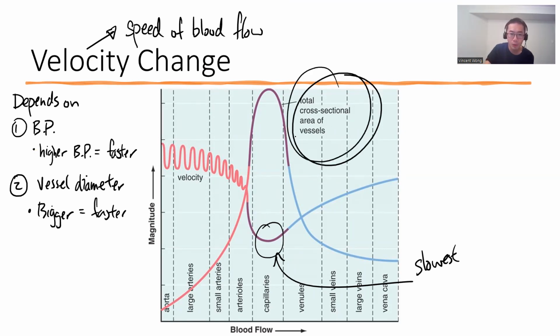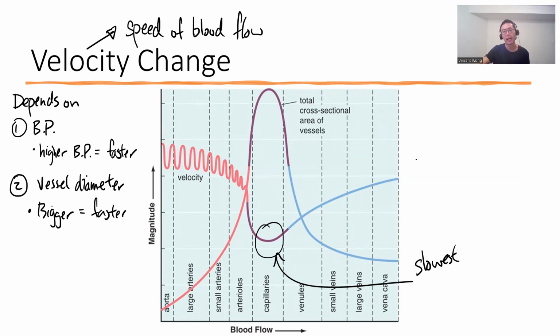Finally, we have what's called total cross-sectional area. And that means if you lay out all the vessels on the floor, which one covers the most area? Okay. So aorta and arteries, they don't cover as much area. Even though aorta is really big, if you remember that picture I showed you, the one I took of the real heart, I told you if you stick your thumb in, there's still a lot of wiggle room. It's really big, but you only have one aorta, right? So collectively, it doesn't cover too much area.